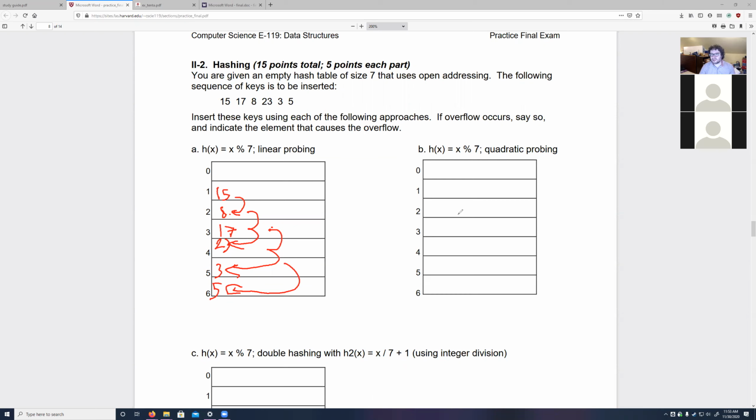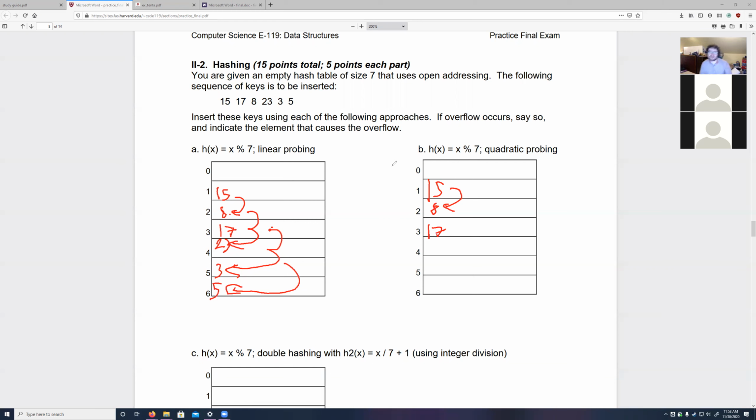Now let's take a look at quadratic probing. How would that work? So our first moves would be the same. 15 goes over here, since 15 mod 7 is 1. 17 mod 7 is 3, so they end up over here. 8 mod 7 is 1, so we can't go there. So we look 1 squared away, which is +1. So we look at 2, and we go over here with 8.